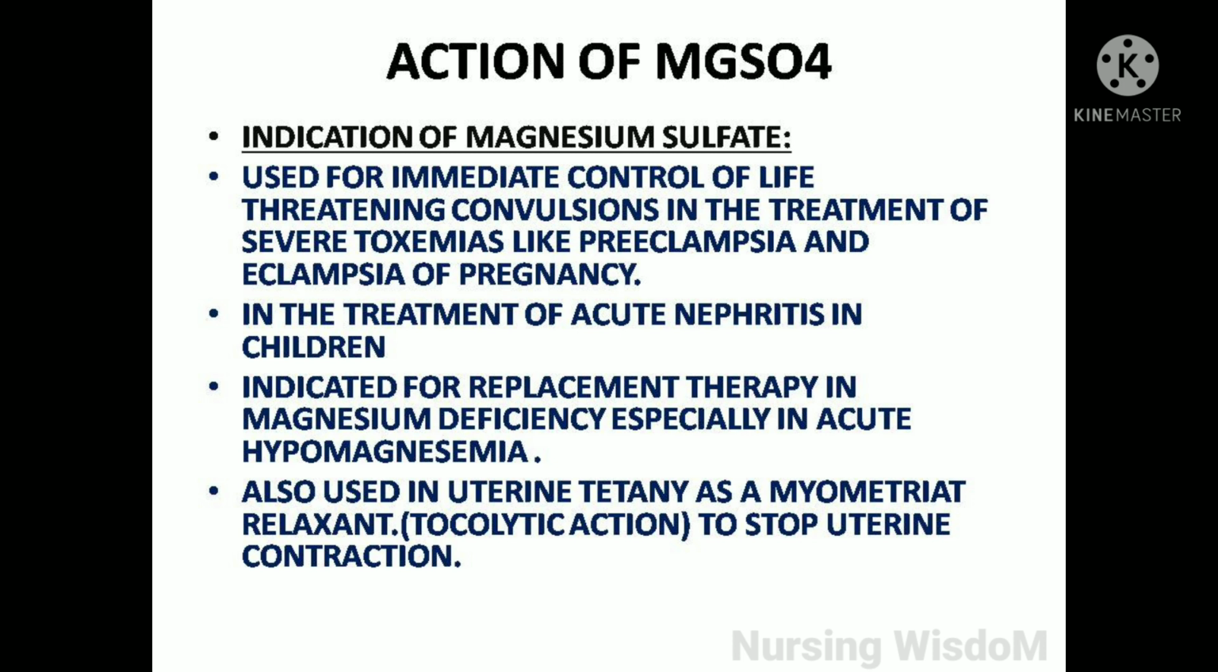It is used for immediate control of life-threatening convulsions in the treatment of severe toxemias like preeclampsia and eclampsia of pregnancy, in the treatment of acute nephritis in children, and indicated for replacement therapy in magnesium deficiency, especially in acute hypomagnesemia. Also used in uterine tetany as a myometrial relaxant, that means tocolytic action. It is used to stop the uterine contraction.